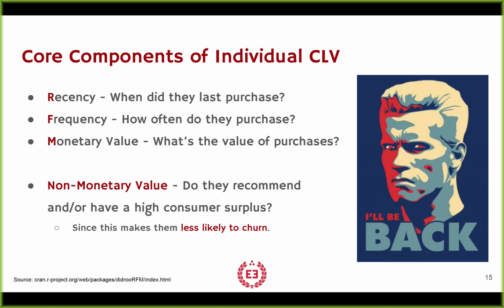And then it's just like a bond measurement. You're looking for somebody that has a AAA rating. They purchase recently, they purchase often, and they have a high value when they purchase. That's your golden ticket customer. Build your initial persona around them if this is the model you want to use. It does not include any non-monetary metrics. And so RFM models can be improved significantly with non-monetary things like willingness to recommend or high consumer surplus.